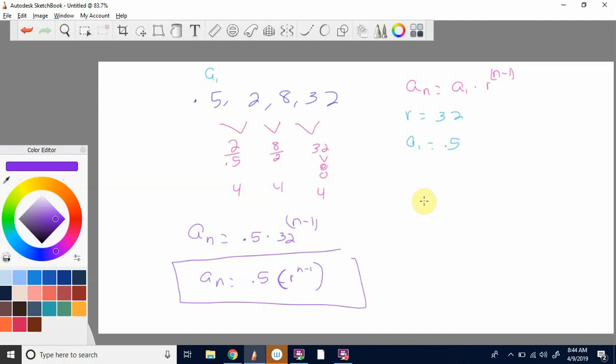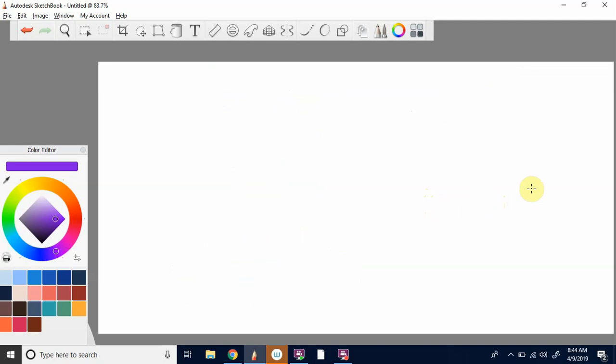So now on part B, they want us to find a sub 4. They tell us a sub 4 is 5 and r is 6. So again, we're writing the equation. So let's start with this. They said a sub 4 equals 5 and r equals 6, and our equation is a sub n equals a sub 1 times r to the n minus 1. All right? So we need that r.